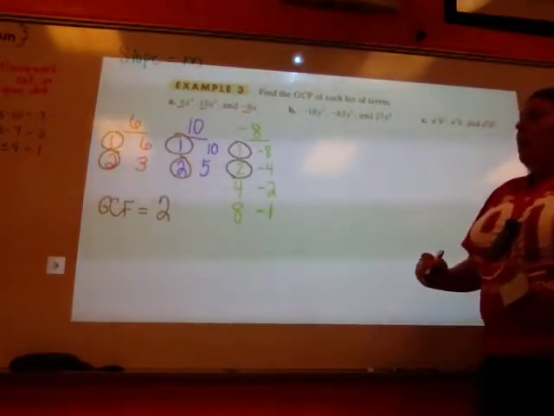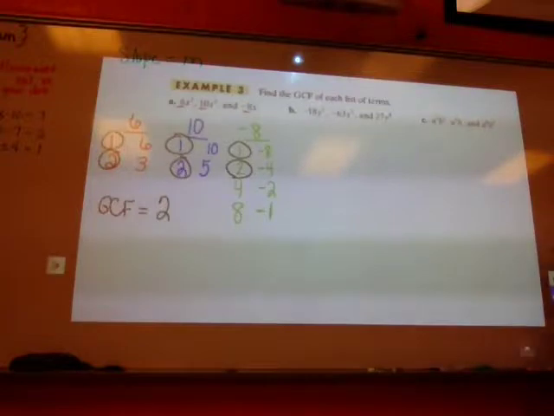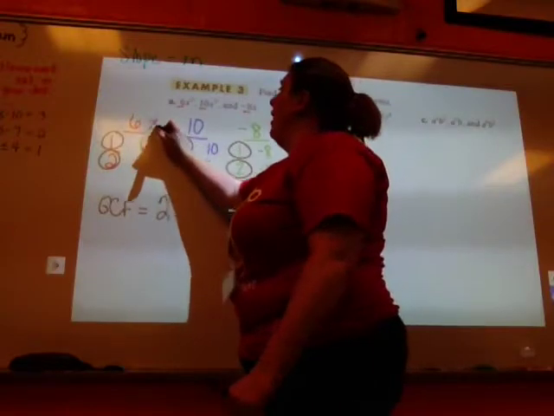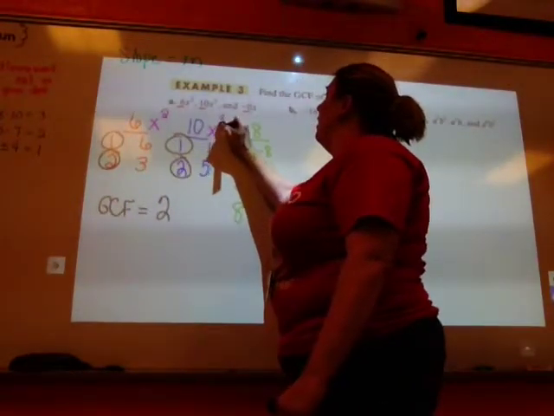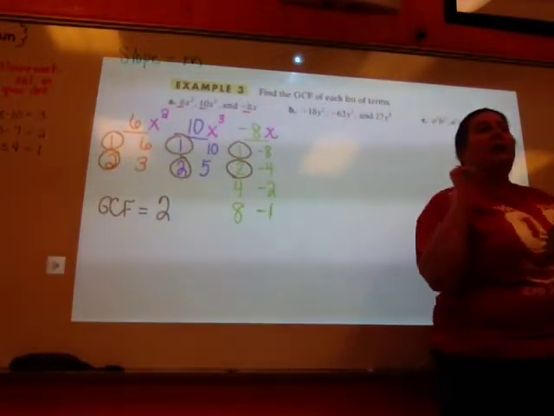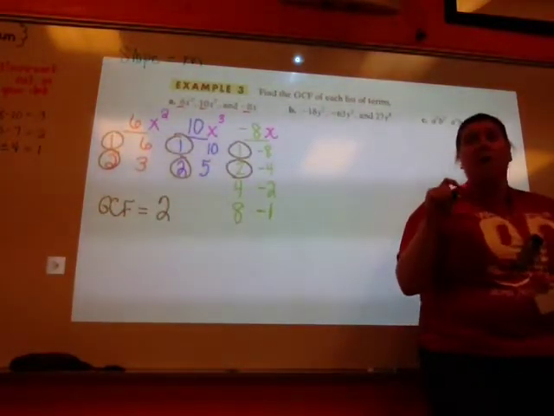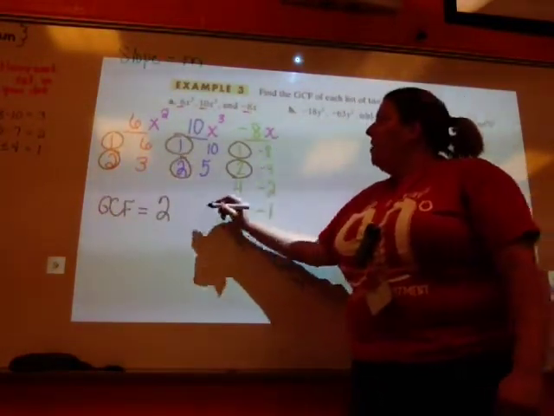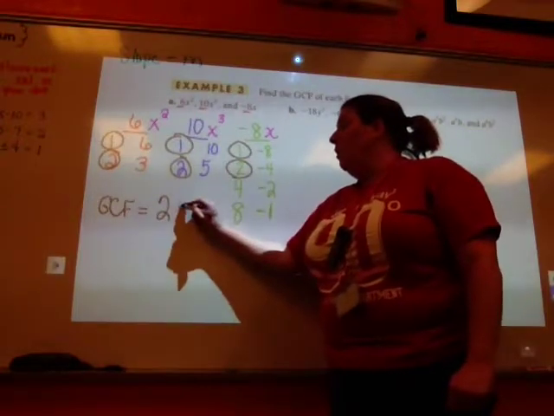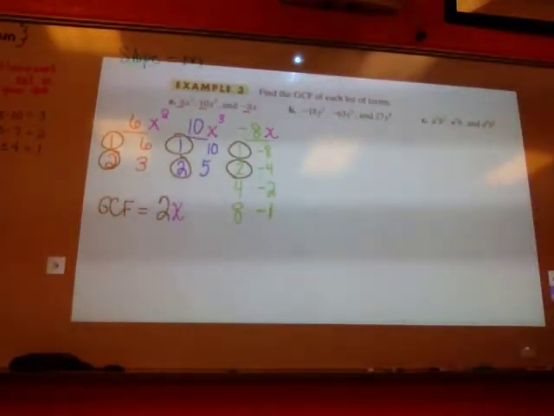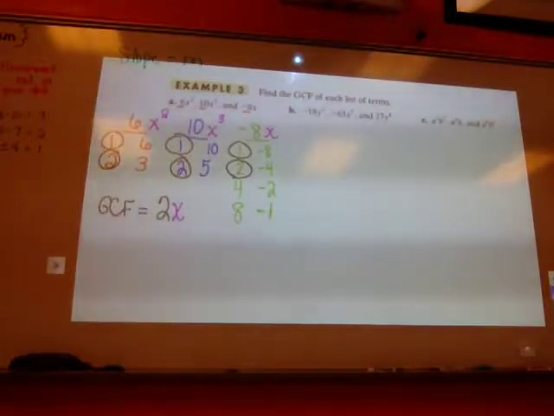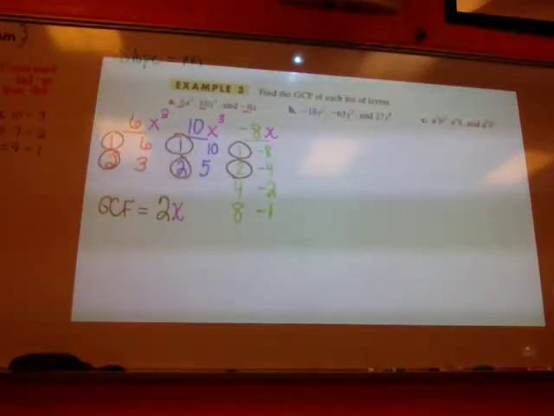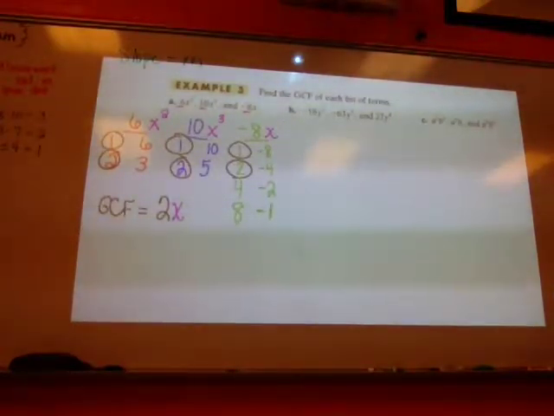Everybody agree? Now, I can't forget about my variables. Okay? Because this one had an x squared, this one had an x to the 3rd, and that one had an x. I'm looking for my what? My smallest in this case. Because I can pull a 1 out of all of them. Everybody agree? So I would say that my greatest common factor is 2x. Does that make sense? Yes, no, or maybe? So far, so good?